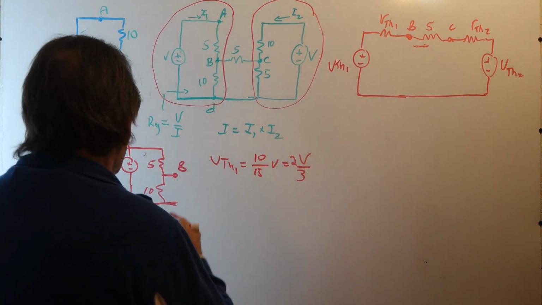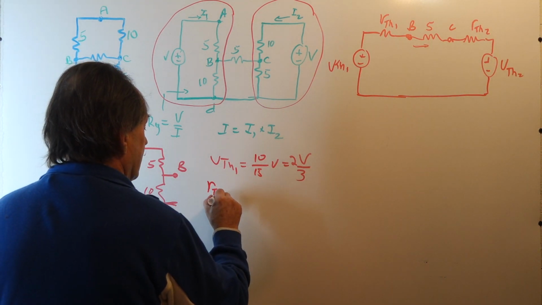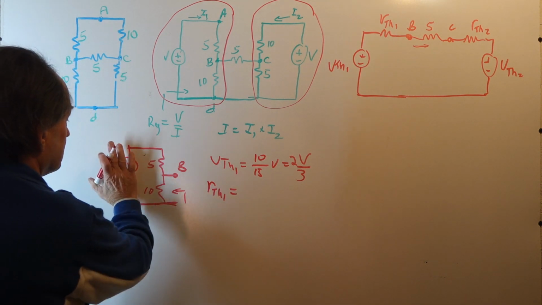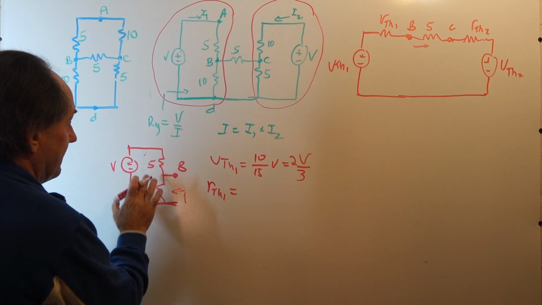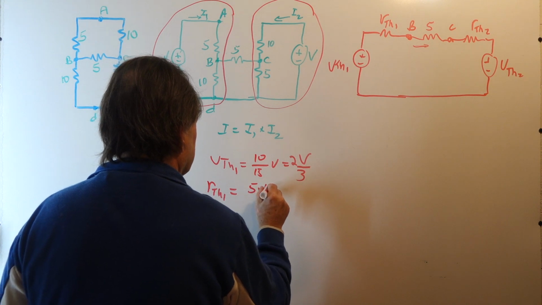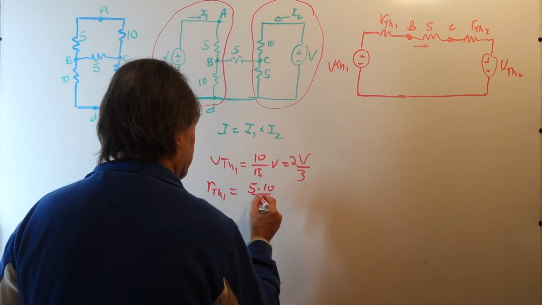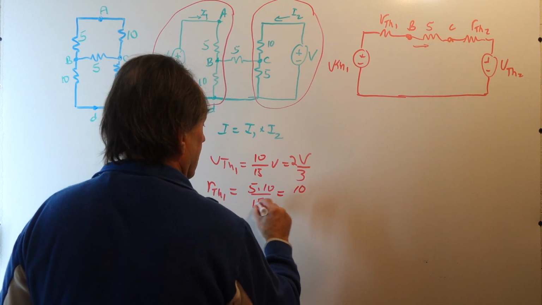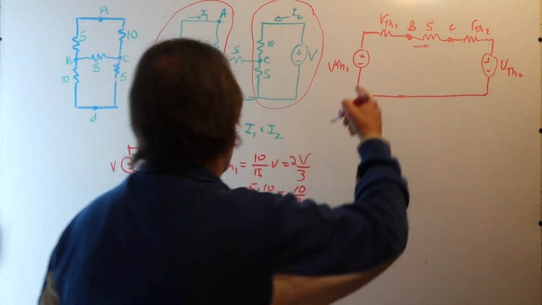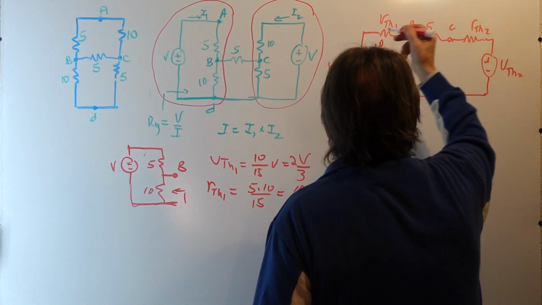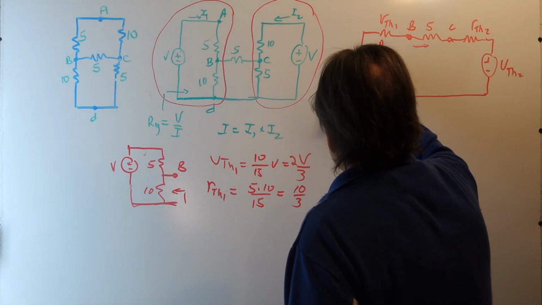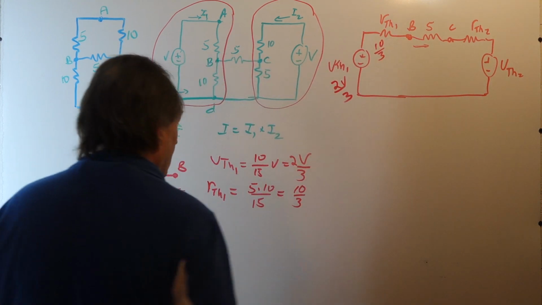Now, how about RTH? RTH1 is the equivalent resistance looking in to the dead network. So I replace V by a short, so we have 5 in parallel with 10 when I do that. So RTH will be 5 times 10 over 5 plus 10, which is 15, or 10 over 3. So that's the RTH. So this is 10 over 3. VTH is 2V over 3. All right.